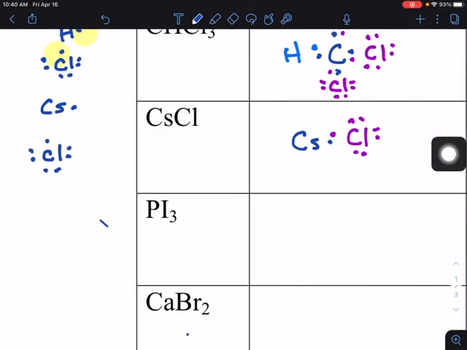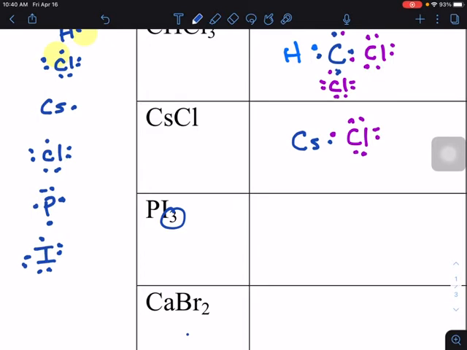P, phosphorus, group 15, has 1, 2, 3, 4, 5 valence electrons. And iodine, let's draw one of them. There's 3 of them that we're going to be using in this dot structure. Group 17 is 1, 2, 3, 4, 5, 6, 7.